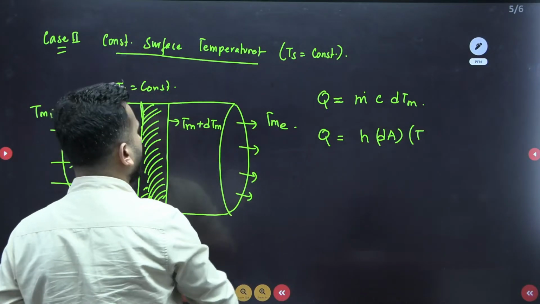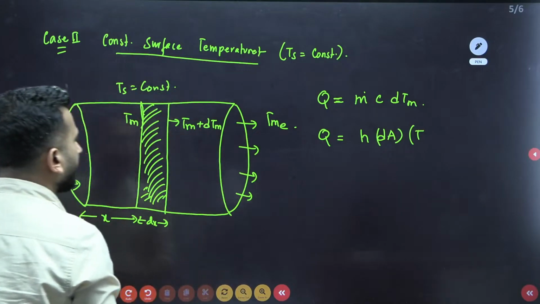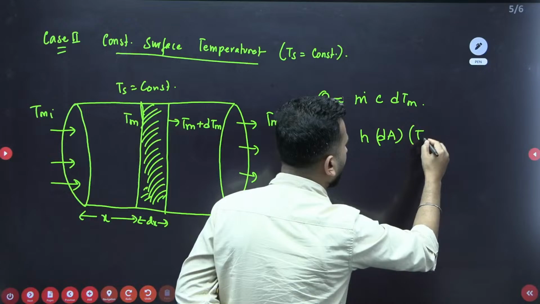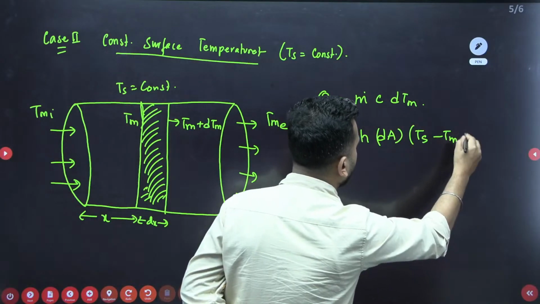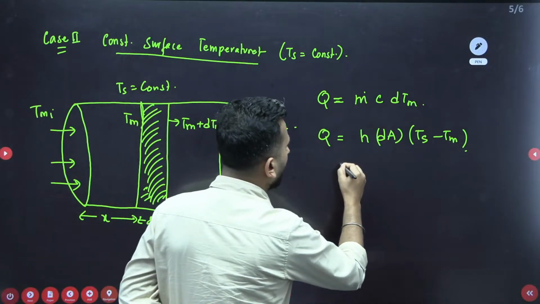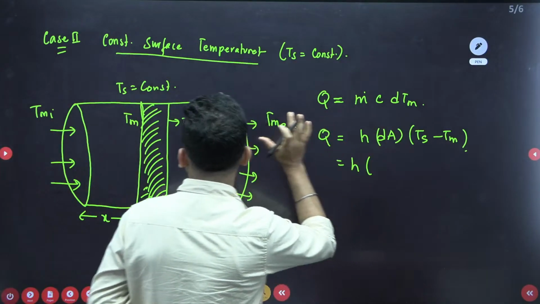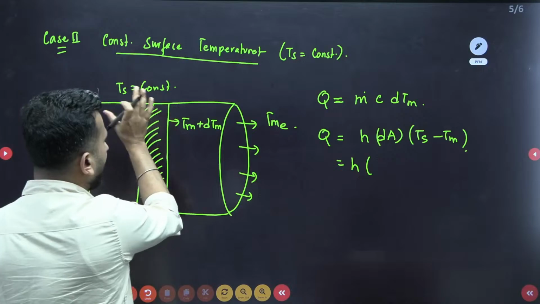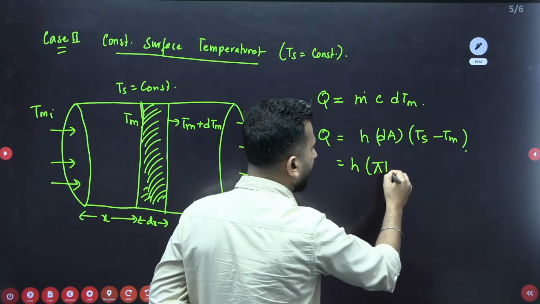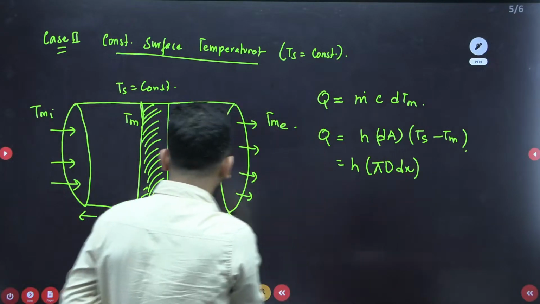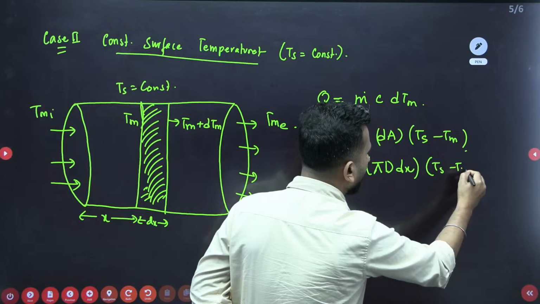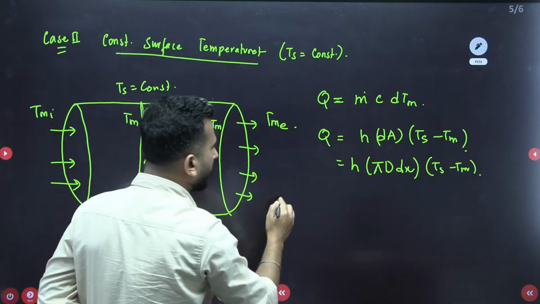h dA, and I can write del T. In place of del T, I can write surface temperature minus Tm. Very good. So h. Now in place of dA, you know what the area is? It is pi d into dx, and this is Ts minus Tm. These two must be the same.